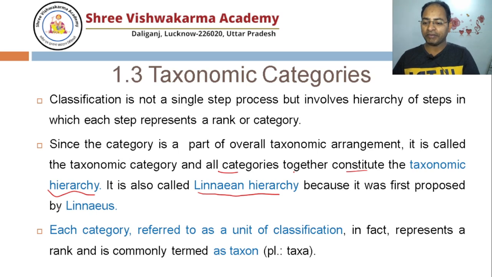The point which I have highlighted here, a direct question may be asked: each category is referred to as a unit of classification. Multiple categories are there. In fact, it represents a rank and is commonly termed as taxon. What does it mean by taxon? I already told you that whatever the different categories are, each category is itself known as a taxon, and all the categories together are known as taxa. So taxa is the plural term, however taxon is the singular term.